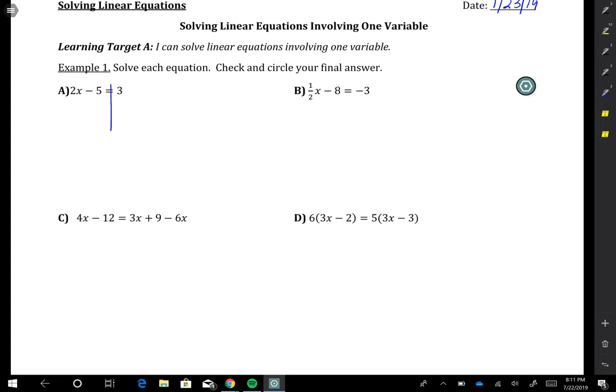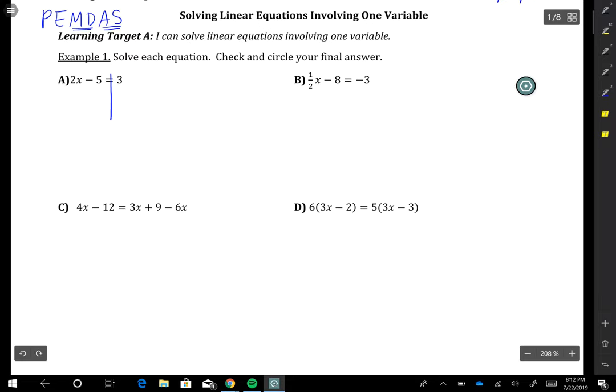So if we remember order of operations, parentheses, exponents, multiplication and division, just go left to right, and then addition and subtraction also left to right. Okay, so we're starting off 2x minus 5. We want to get the x by itself, so we are going to add 5 to both sides.